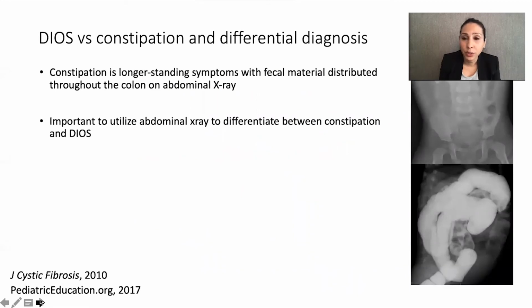It's important to differentiate DIOS from constipation. Constipation is longer standing symptoms, less acute, with fecal material distributed throughout the colon on an abdominal X-ray. It's important to utilize abdominal X-rays to differentiate between constipation and DIOS. The pictures on the right are an example on an abdominal radiograph of distal intestinal obstruction syndrome with dilated loops of small bowel that can be seen on the X-ray above, and then below on a contrast study. In the center, you can see this small bubble-like appearance of inspissating meconium.